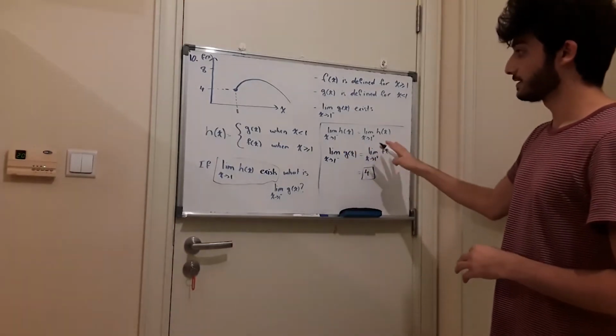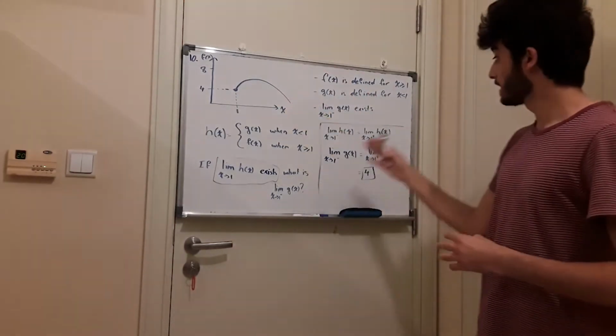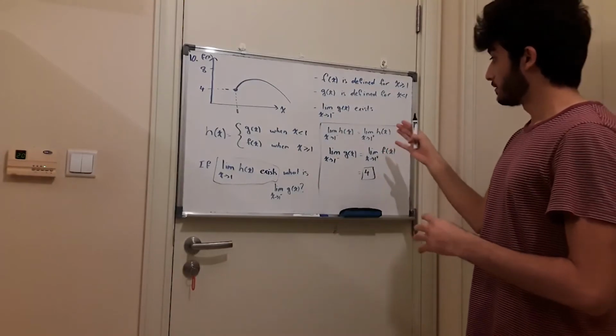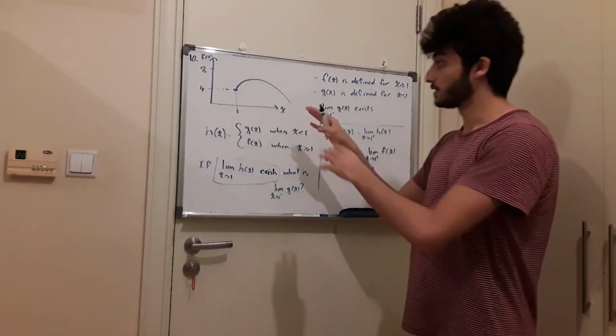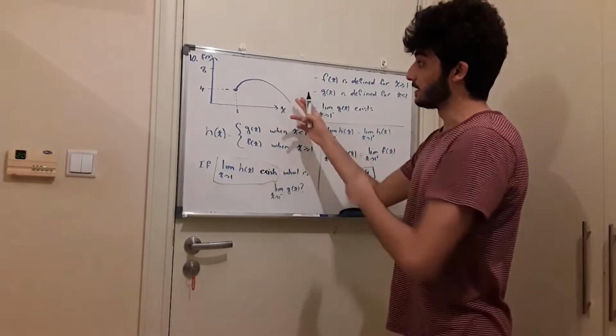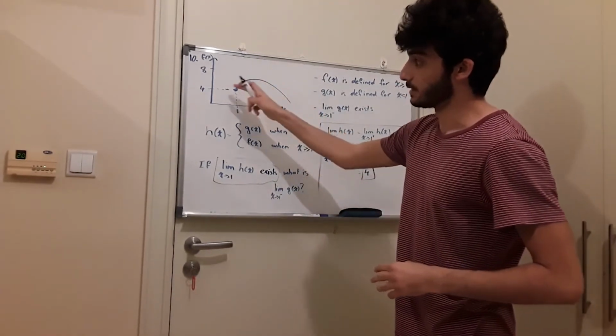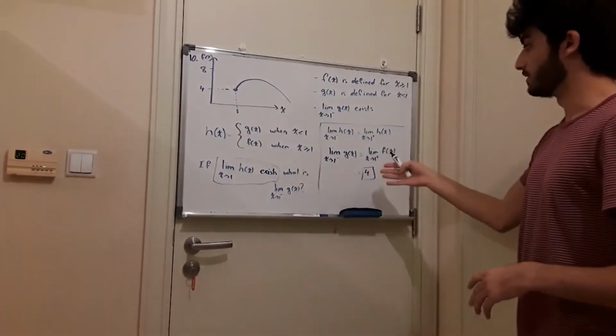So the way we find this is we look at the diagram. If x is approaching 1 plus, then we're approaching 1 from the right side. And if we approach 1 from the right side, then we get to 4. So the answer would be 4.